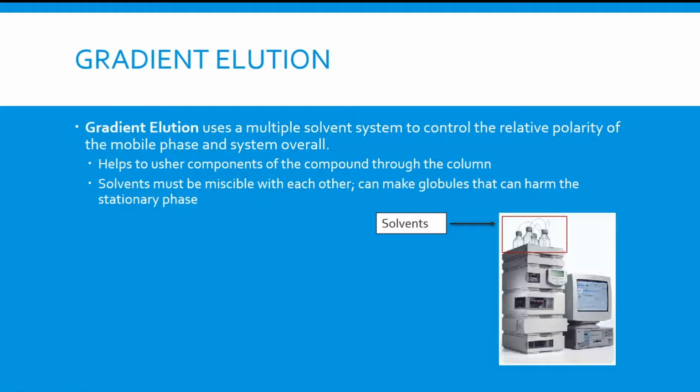Now, something to keep in mind with this is that you need to make sure that the solvents are miscible with each other. So you don't want something like oil and water going through the column because it can form globules that can clog up the column, and that can be no good because it can obviously make your sample unreadable or make it look different or just hurt the column in general. So you need to make sure that those solvents are miscible with each other. And on the HPLC itself, you can see on the bottom right, there's a red square around 4 solvent bottles on the top. That's typically what the solvent system looks like in the HPLC.